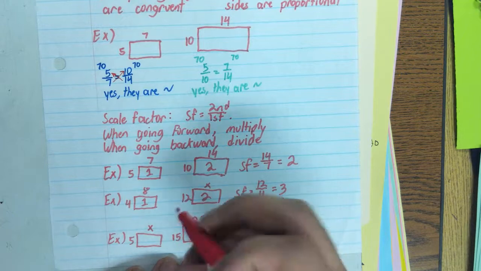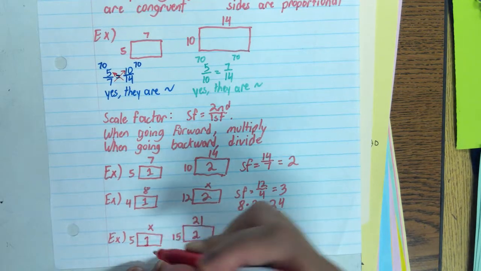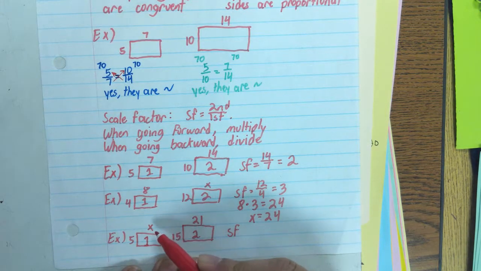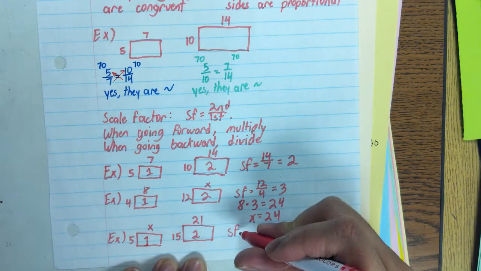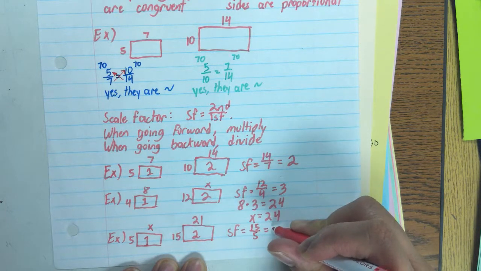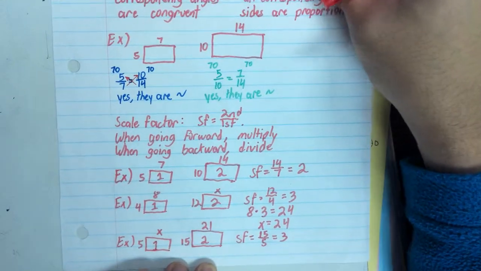Again, let's call this my first rectangle. This is my second rectangle. So scale factor. 21 goes with x. I don't know what x is, so let's not use that. I do see a 15 which goes with a 5, so we can use that. 15 divided by 5 gets me 3. That means my scale factor is 3.